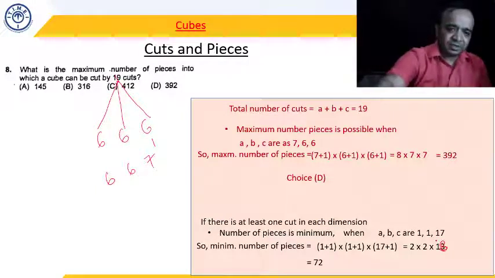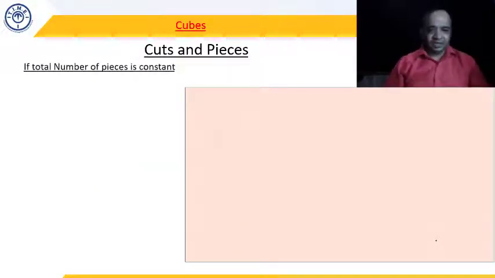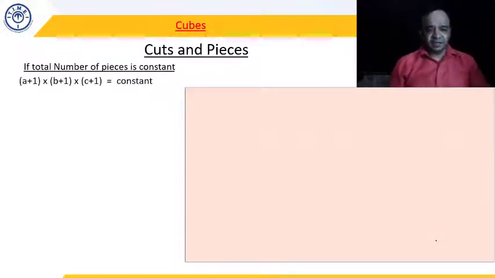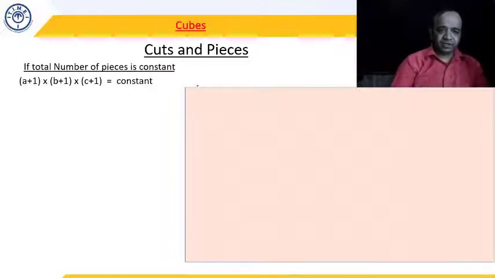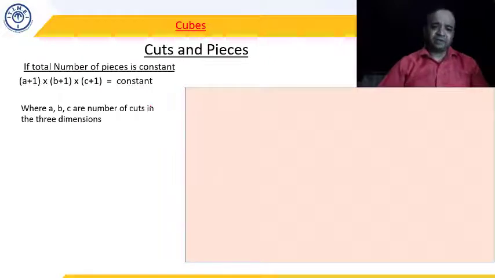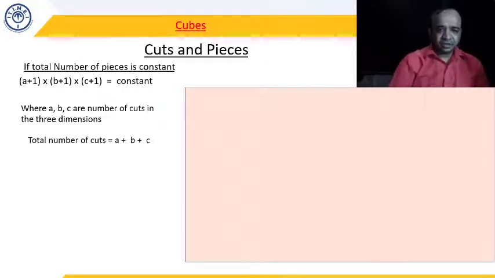What I mean to say is, just look at this here. If the total number of pieces is constant, that is (a plus 1) into (b plus 1) into (c plus 1) is constant, where a, b and c are the number of cuts in the 3 dimensions. Fine. The total number of cuts will be a plus b plus c. So if I look at this a, b and c, these are one less than the number of pieces here.